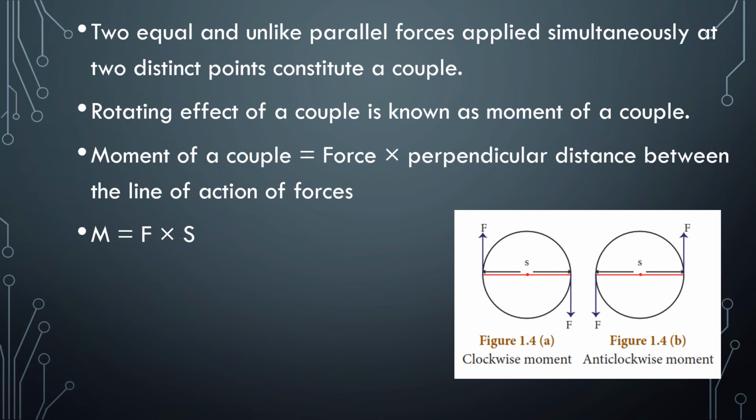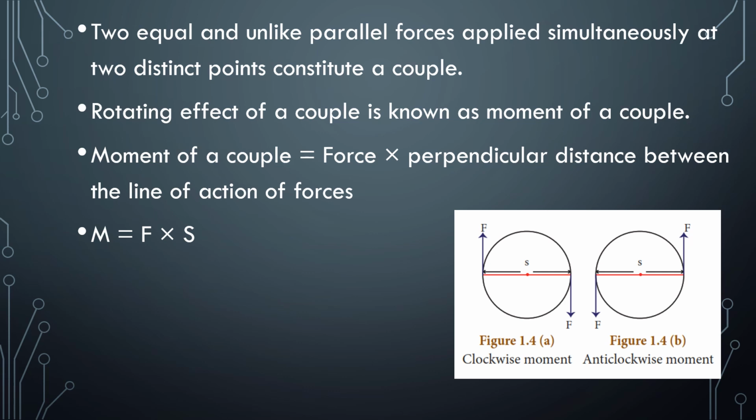Couple. Two equal and unlike parallel forces applied simultaneously at two distinct points constitute a couple. The lines of action of the two forces do not coincide. It does not produce any translatory motion since the resultant is zero, but a couple causes the rotation of the body. The rotating effect of a couple is known as moment of couple. Examples: turning a tap, winding or unwinding a screw, spinning of a top, etc.